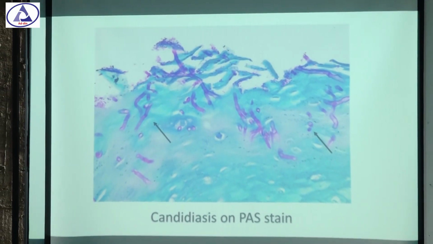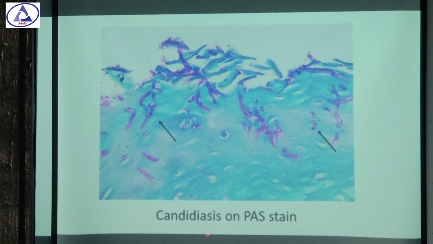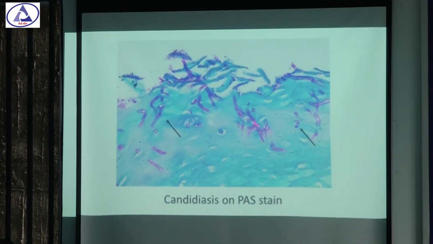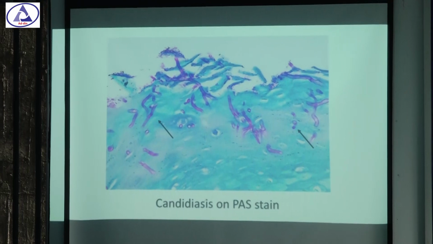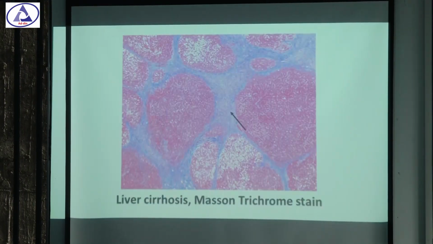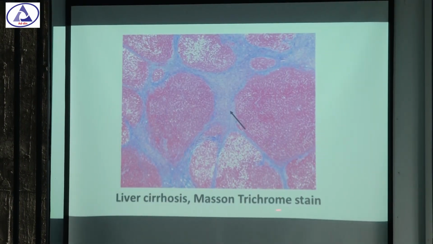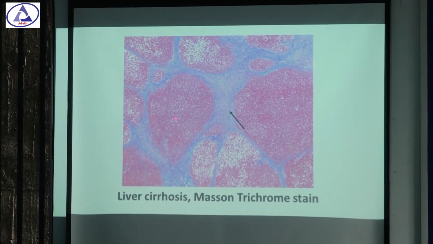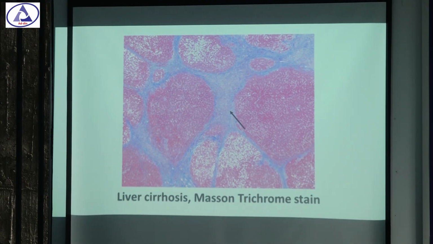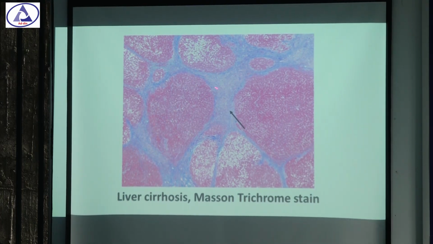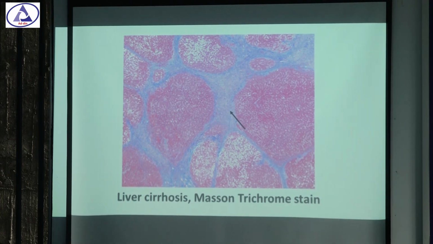This is a PAS or periodic acid Schiff stain. We can see the Candida species, the violet color, hyphae and pseudohyphae of Candida. Then this is a Masson's trichrome stain. This is a picture of liver cirrhosis. You can see the pink nodules. These are the regenerative nodules of hepatocytes, and the blue color you see here is the fibrosis. These are the collagen fibers.